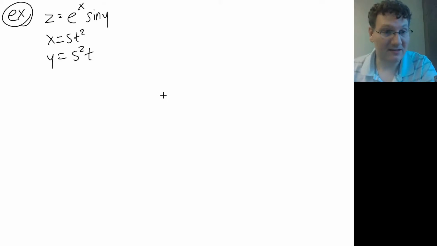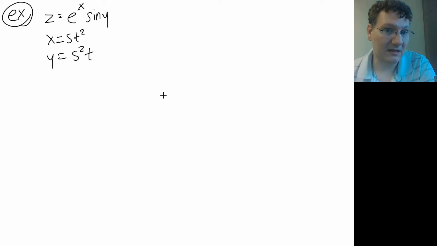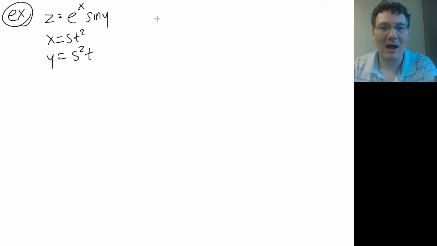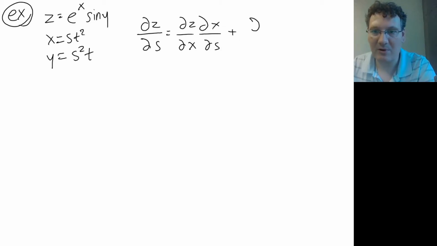So let's take this example. We have z is a function, e to the x times sine y. x is actually s times t squared, and y is s squared t. Now, I want to find the partial derivative of z with respect to s, which, as I said, is the partial of z with respect to x times the partial of x with respect to s, plus the partial of z with respect to y times the partial of y with respect to s.